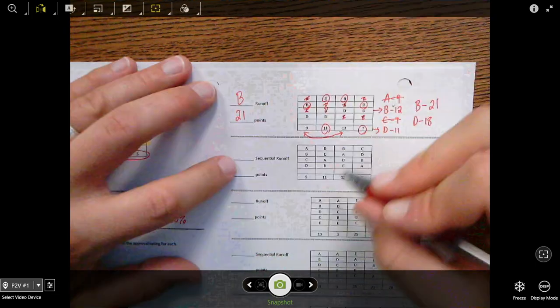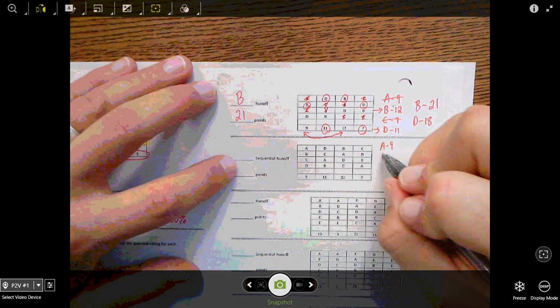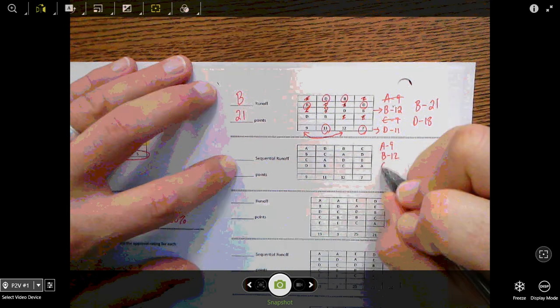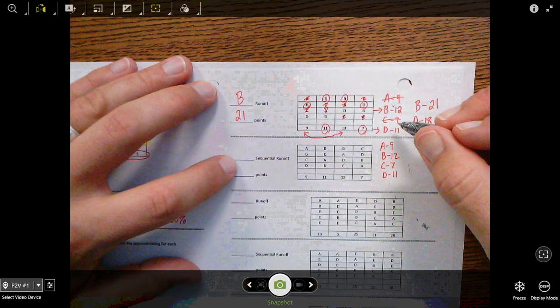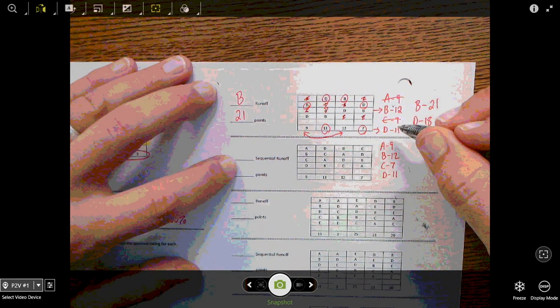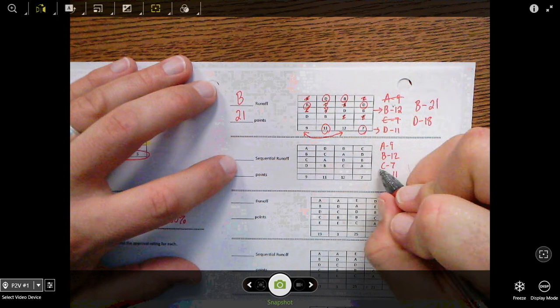Now the sequential runoff winner, again, you're starting off with everybody's first place votes, but rather than knocking out 2 at a time, you eliminate the last place person first. So last place is C, so C's gone.